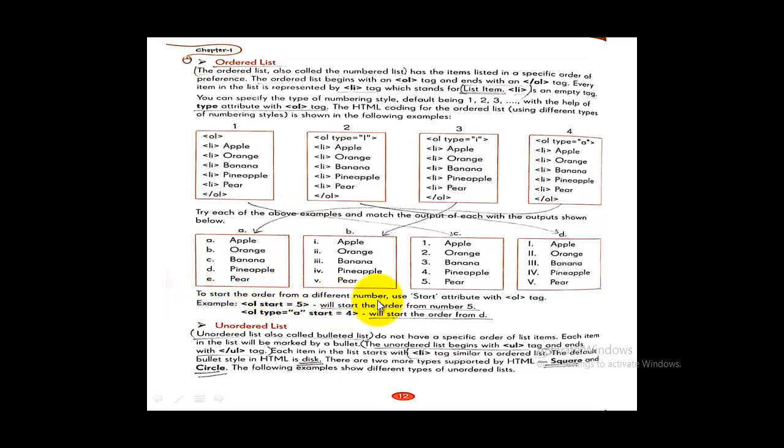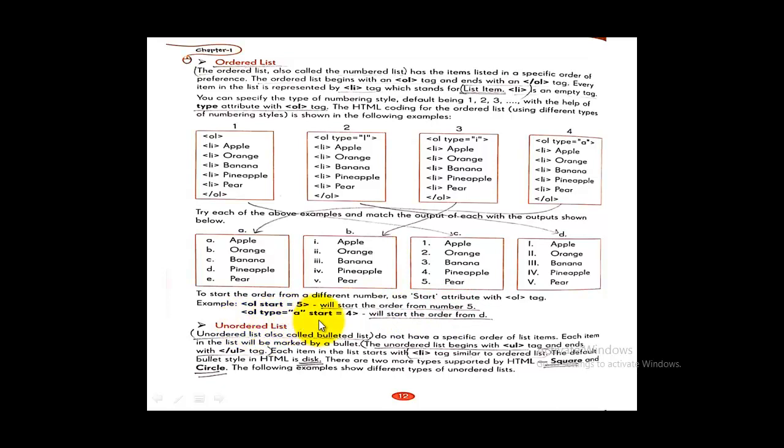To start the order from a different number, use the start attribute with the OL tag, that is, the ordered list tag. For example, OL start equal to 5 will start the order from number 5. If you want to start the list from number 5, you have to mention it like this. Then it will come as 5, 6, 7, 8, 9, 10 like this. If you want to start from any number, you have to mention this start attribute, OL start equal to 5, like this.